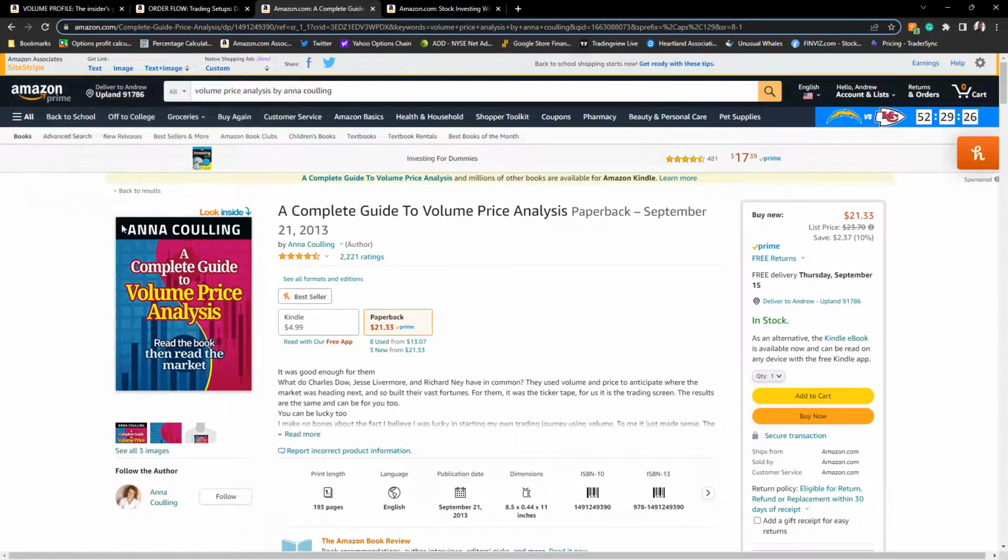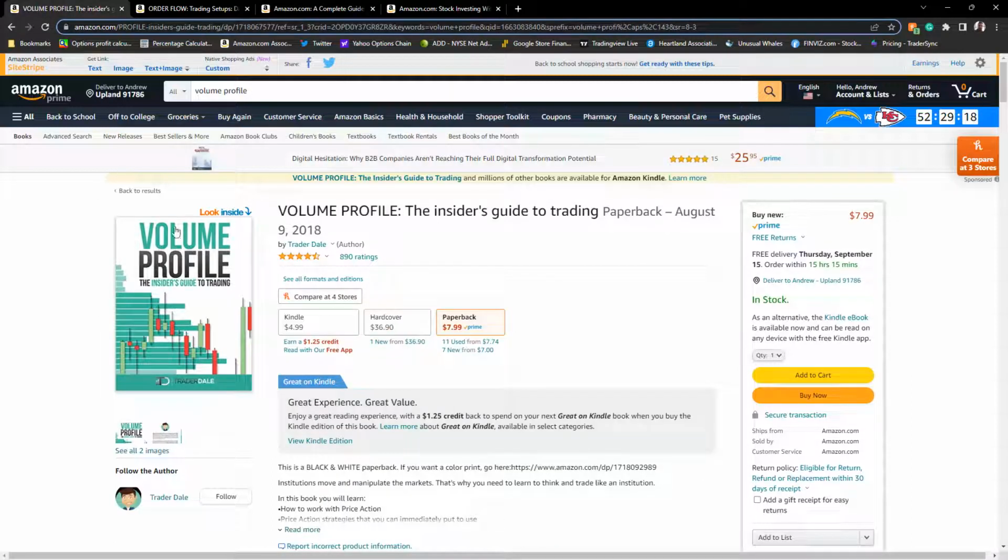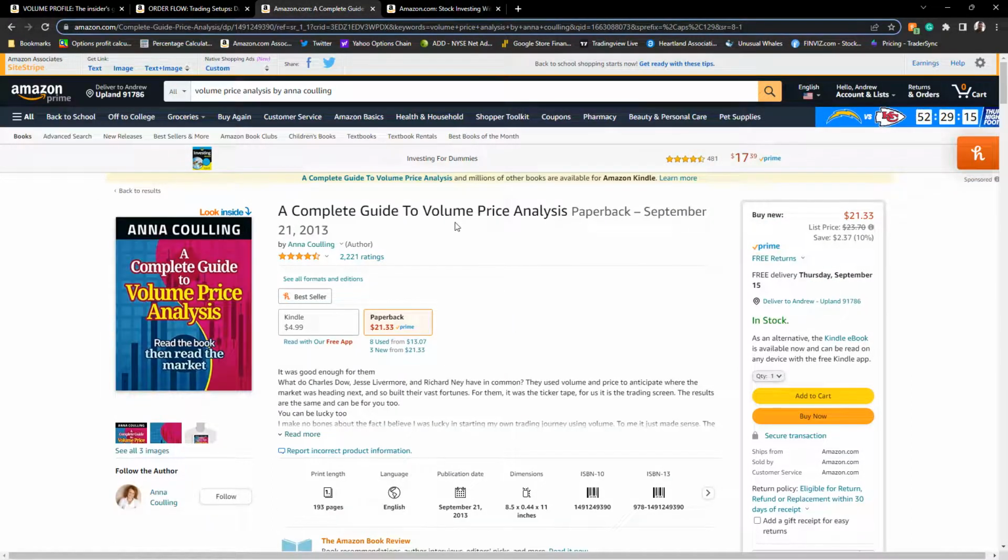This book here, Complete Guide to Volume Price Analysis by Anna Coulling, highly recommended. If you're only going to read two books, I would recommend Volume Profile by Trader Dale and A Complete Guide to Volume Price Analysis by Anna Coulling. You want to be able to understand volume in relation to what the market's doing to help you find entries and exits when you're taking trades. Volume profile and volume go hand in hand. The two of them together are a pretty deadly combination.